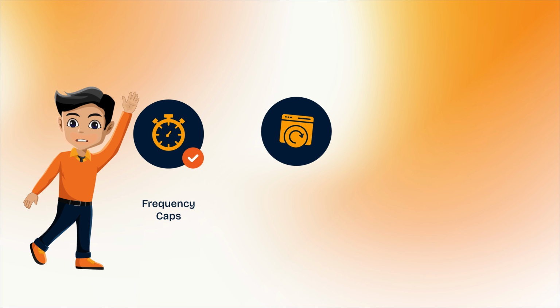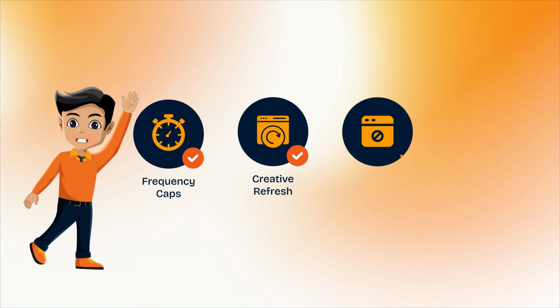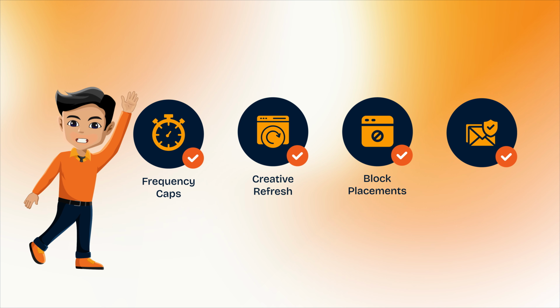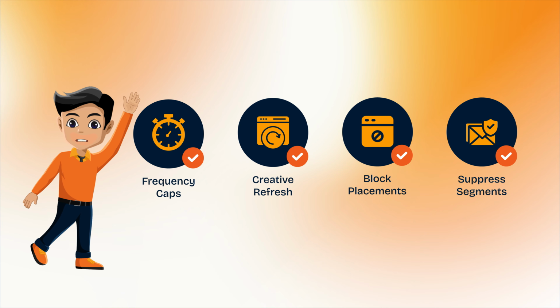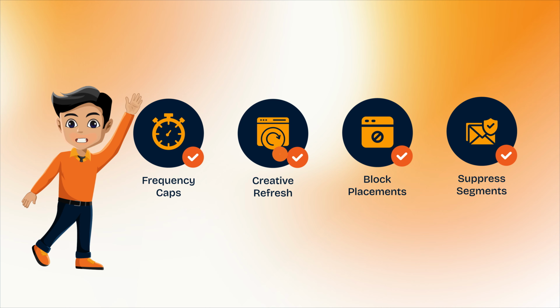Quality controls that save budgets. Frequency caps on social, approximately 2 to 3 per day, to avoid fatigue. Creative refresh every 2 to 3 weeks or when CTR drops 30% from peak. Block junk placements and add negative lists weekly. Suppress unengaged email segments monthly to protect deliverability.